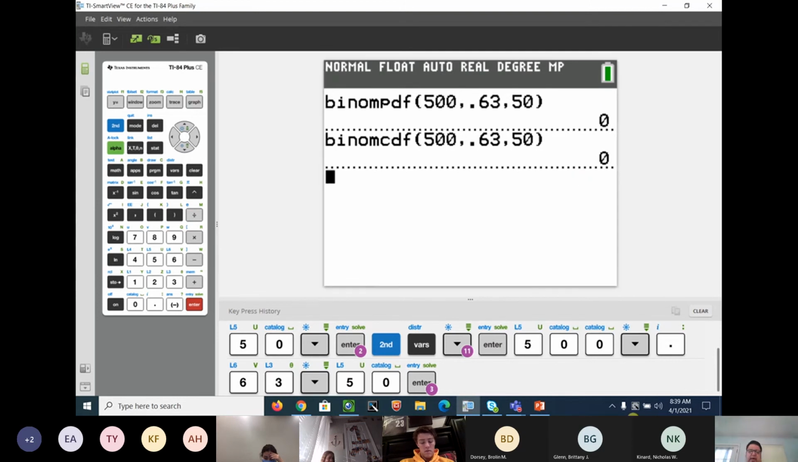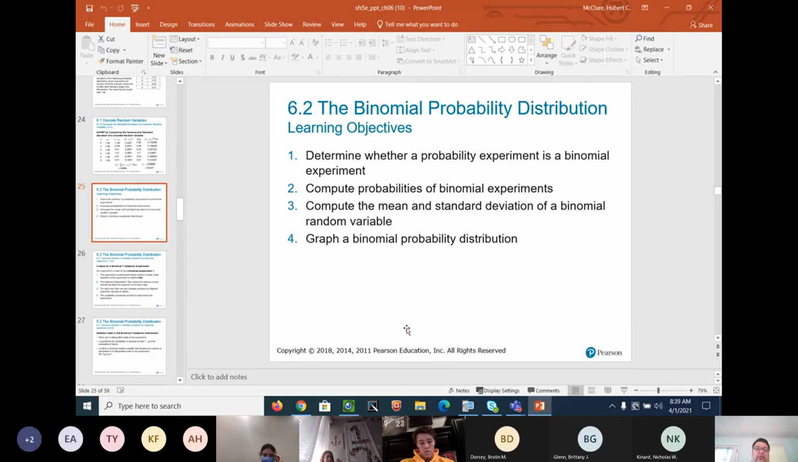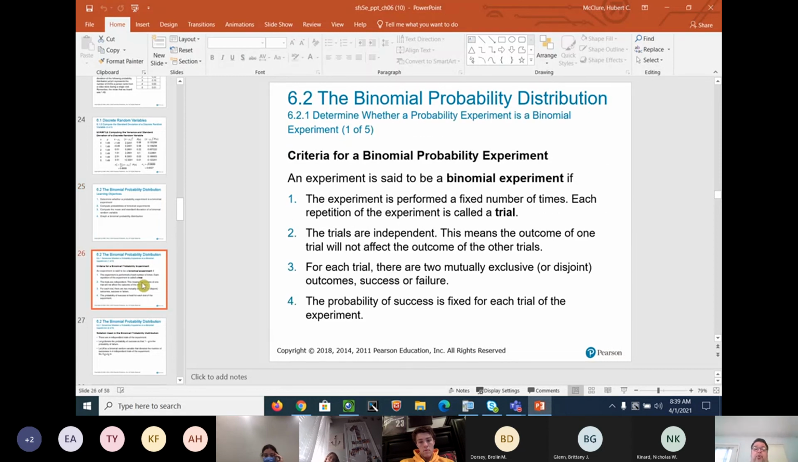So let's look at the slides. That way we can do a good example and not get 0 probability. Here is the test for a binomial probability, PDF or CDF. And write these down. The experiment has to be a fixed number of times. Like we said, 500 flips. Has to be a fixed number. You can't say, oh, well, 500 here, 520 here, 540 here. Has to be a fixed number, 500.